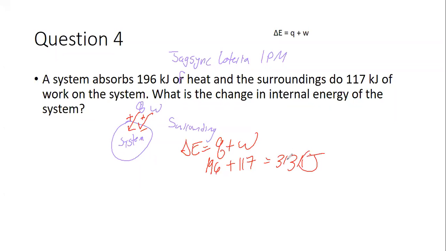The hardest part of this is just figuring out whether Q and W are positive or negative. That's why I like to draw the image. If it goes into the system, positive. If it leaves, negative. Questions about that idea? Again, a fairly simple equation, I should say.